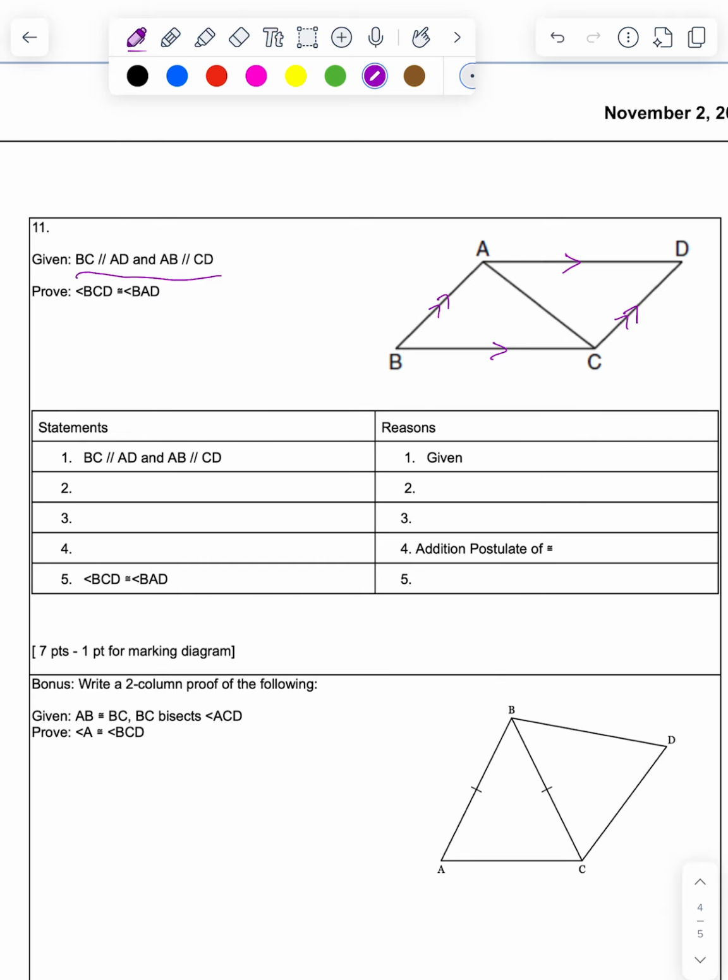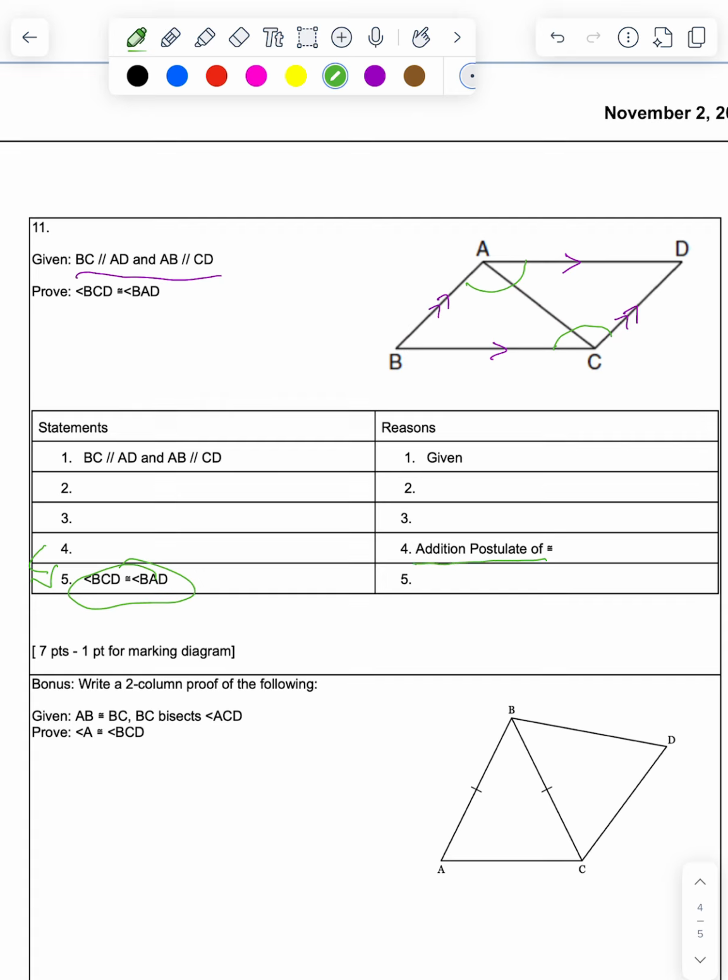Because if you take a look at your proof statement, you're trying to prove that angle BCD, which is this angle over here, is congruent to angle BAD, which is this whole angle over here. So you're trying to prove the big angles. And since it was a fill in the blank proof, it gives you as one of the reasons that you're using addition. So it directs you that in order to get from 4 to 5, to the angles that we're looking for, we're going to need to add things together.